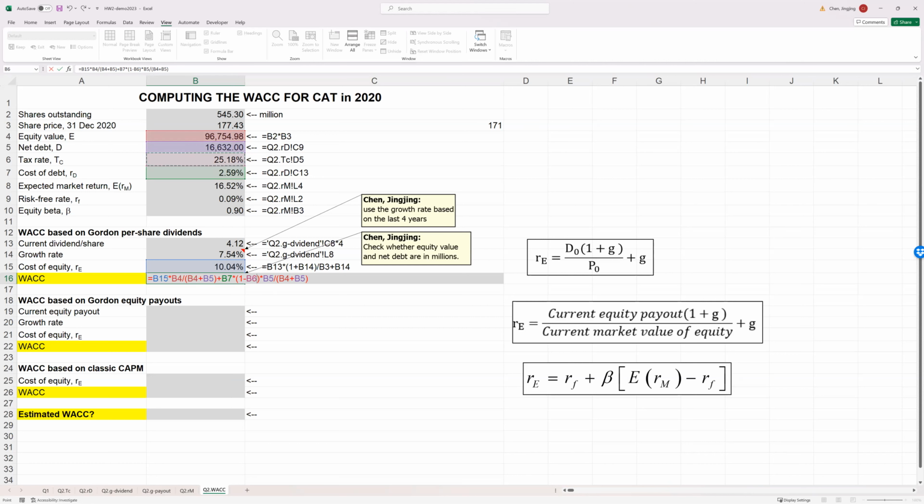As I mentioned, all of these parts will be fixed when we're calculating the following WACCs. We will just be changing B15, the model for calculating cost of equity. So I can just fix all of these cells by pressing F4. Enter.